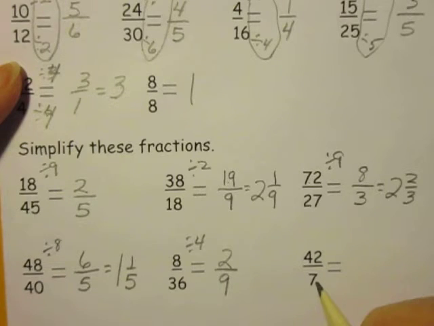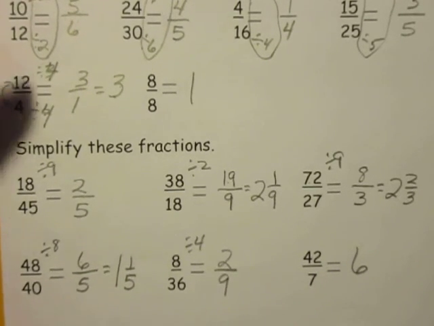Here I just recognize it's top heavy right out of the gate. 7 goes into 42 6 times, and I have nothing left over. So you have to be flexible in how you reduce.